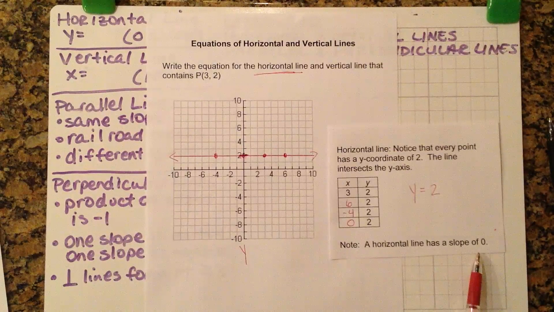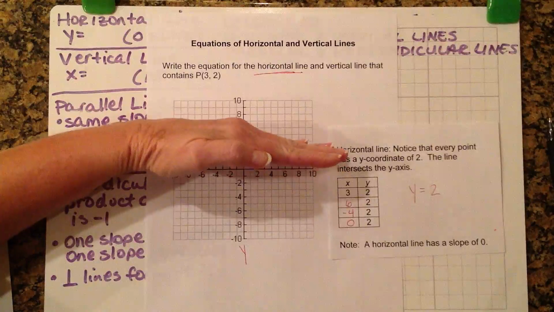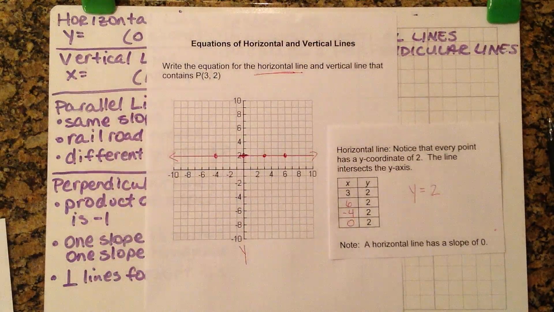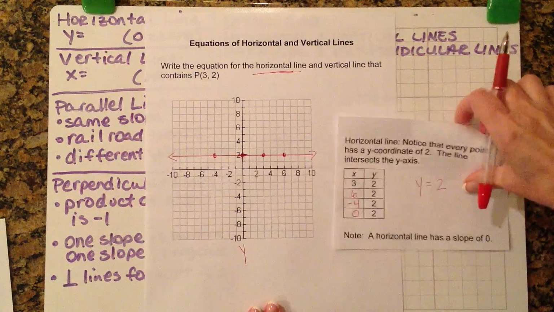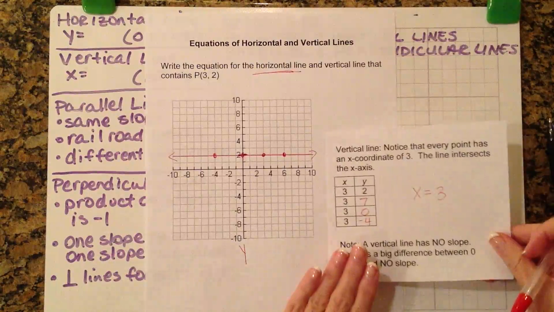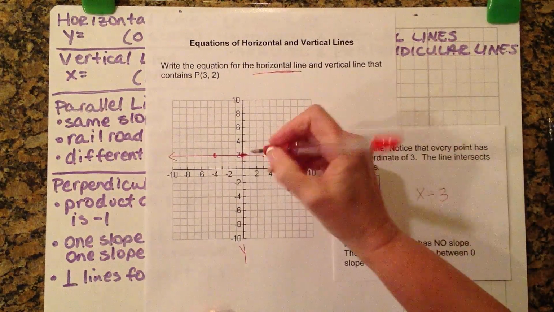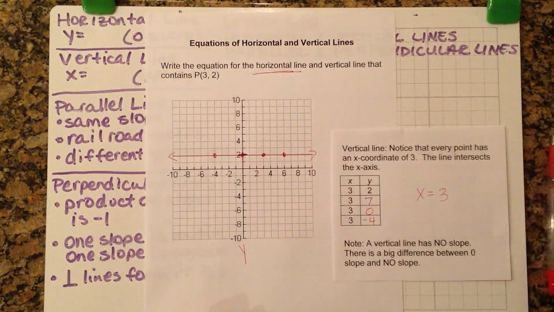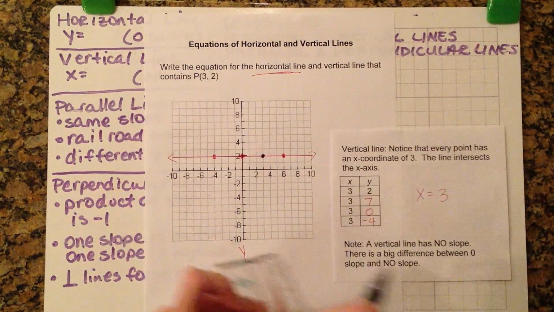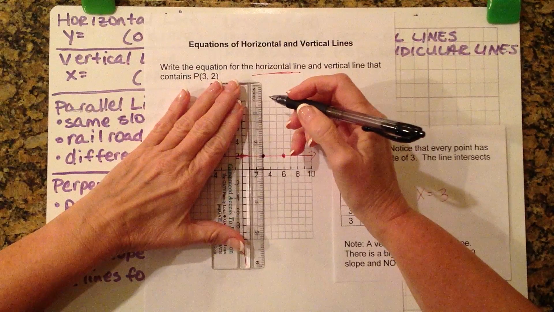Note that a horizontal line has 0 slope. It's totally flat, so it has a slope of 0. Let's go on. Let's look at the vertical line. Now, here's our original point right here, and I'm going to do this in a different color ink. So I'm going to draw a vertical line. Vertical goes up and down.